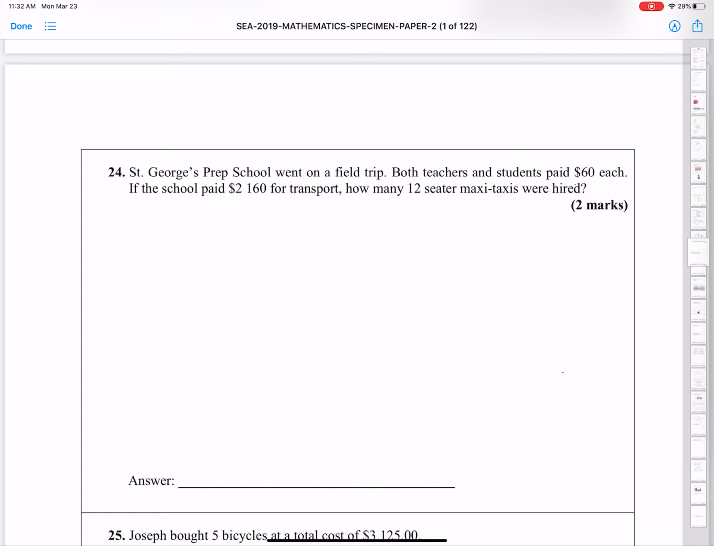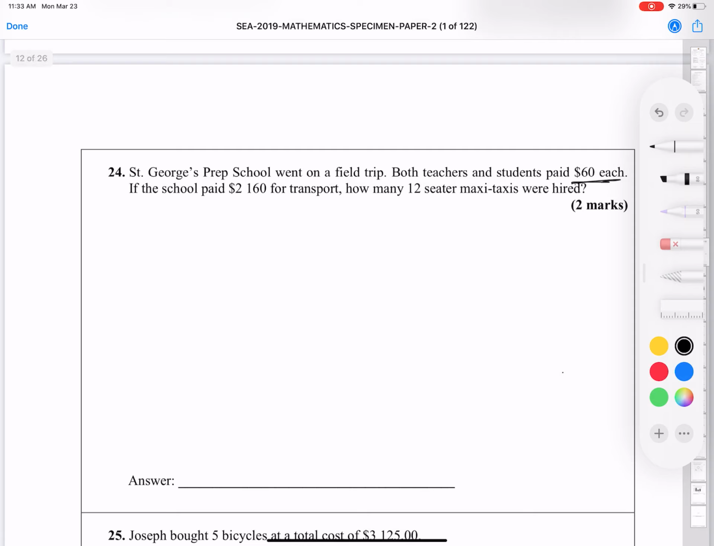St. George's Prep School went on a field trip. Both teachers and students paid $60 each. If the school paid $2,160 for transport, how many 12-seater maxi taxis were hired? So you have students and teachers each paying $60 on this field trip, but we don't know how many persons went. We know that for all the persons who went, the total was 2,160. So how many 60s added up to 2,160? That will give us the number of persons who went.